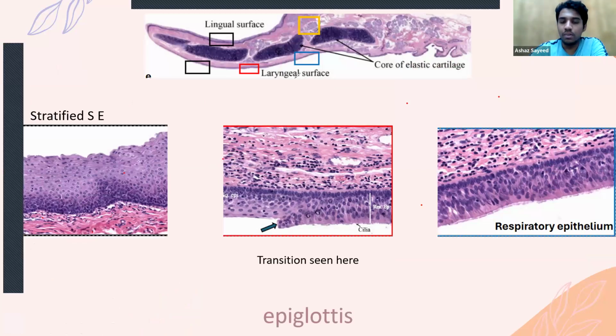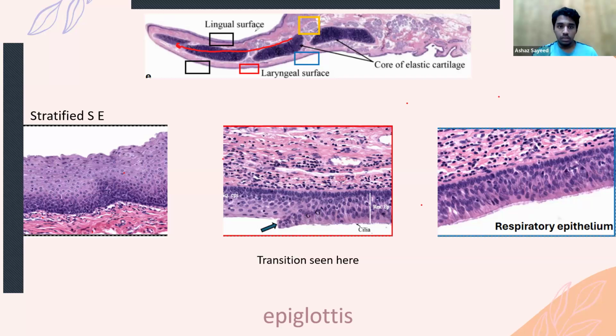So these are just some more histology slides. This is the epiglottis. You can see it's a flap-like structure which covers over the larynx when you eat food, because you don't want the food to enter the trachea. So the epiglottis covers the larynx so the food can pass into the esophagus.